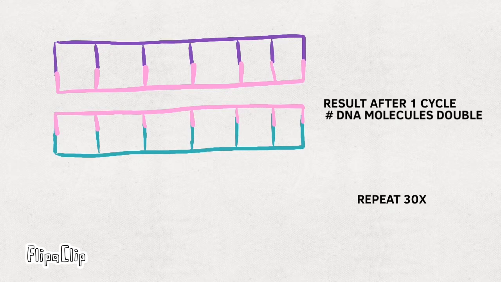After each cycle, the number of DNA strands doubles. So we start off with one strand of DNA, and after one cycle, that one strand will double, and we'll have 2 strands. After 2 cycles, we'll have 4 strands, and after 3 cycles, 8 strands, and so on for the remaining cycles. This causes a chain of exponential growth in those DNA fragments.